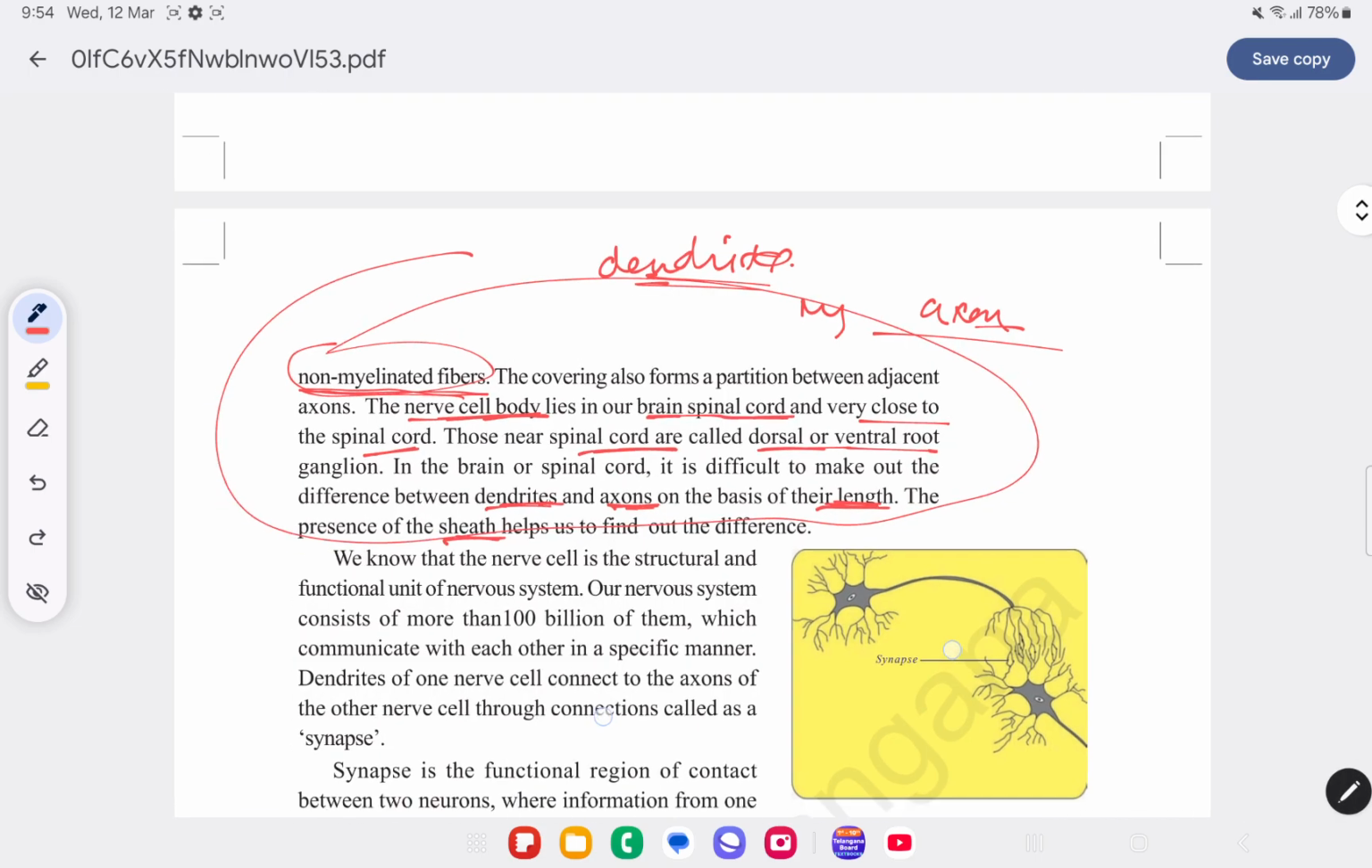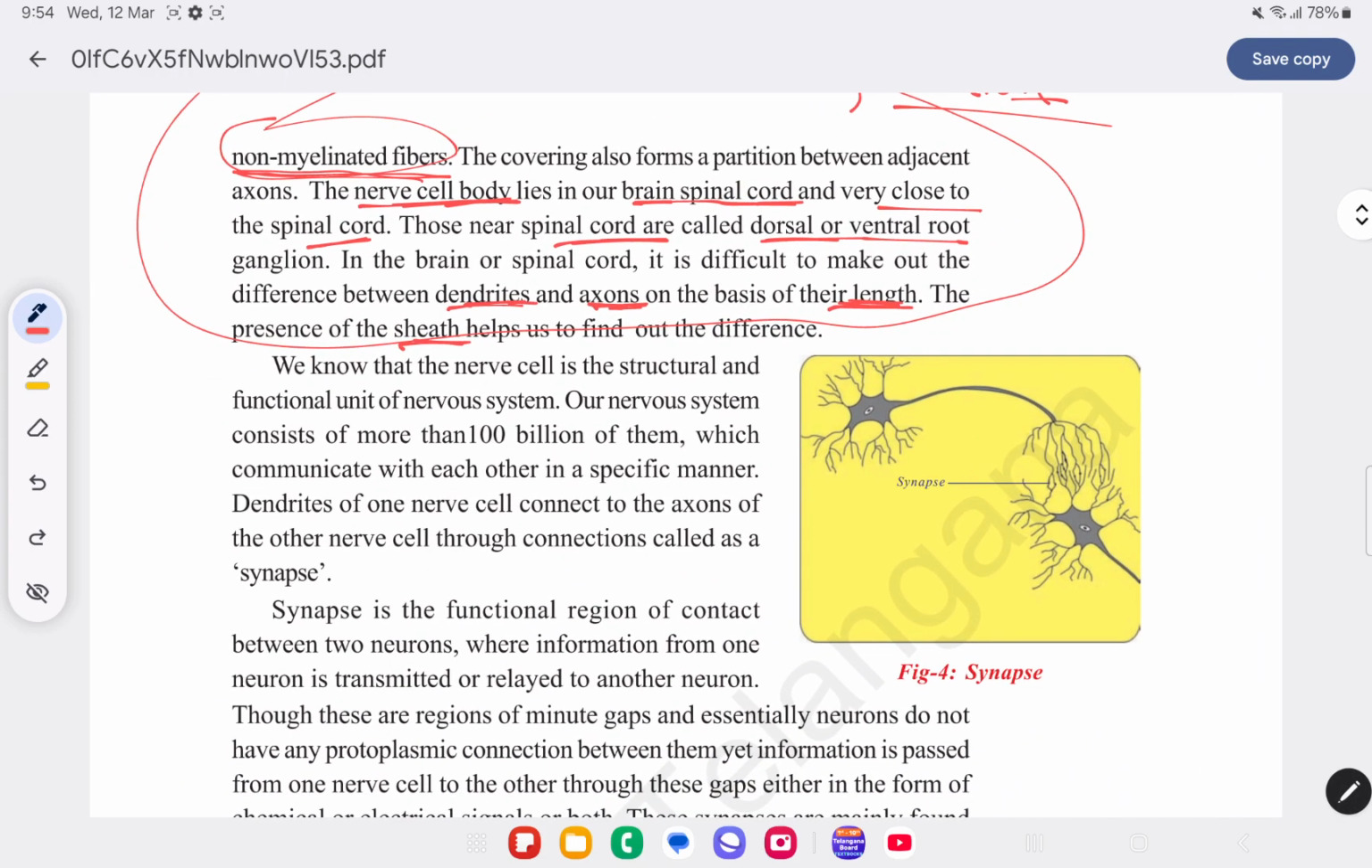Right? Next, see, just now I said you, in our nervous system there are hundreds of millions of nerve cells. How many nerve cells? Hundreds of millions, hundreds of billions. 1 billion means 100 crore. 100 billion means 100 into 100. 10,000 crores of nerve cells are there. Getting 10,000 crores. So something out of imagination.